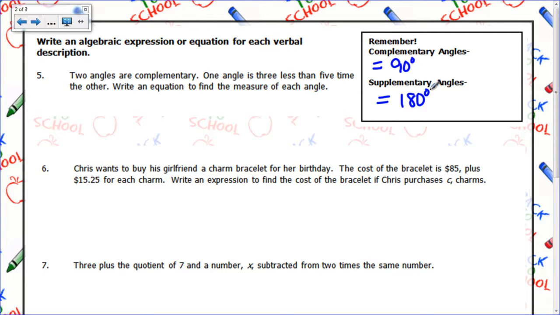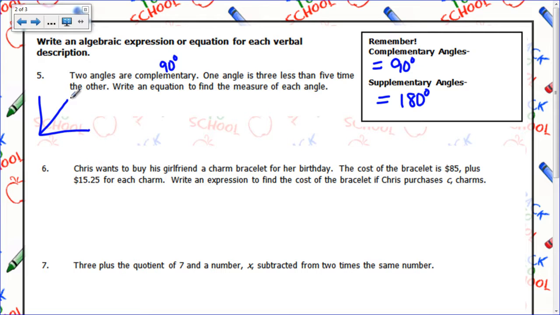That's important to know. So number 5 says 2 angles are complementary, which means they are going to be 90 degrees. One angle is 3 less than 5 times the other. Write an equation to find the measure of each angle. Whenever I run across a problem like this, the first thing I'm going to do is draw a picture. I know it's got to be 90 degrees, so I have a right angle, and it's split into two because to have complementary, I have to have two angles. Plus, the first two words of my sentence are two angles.